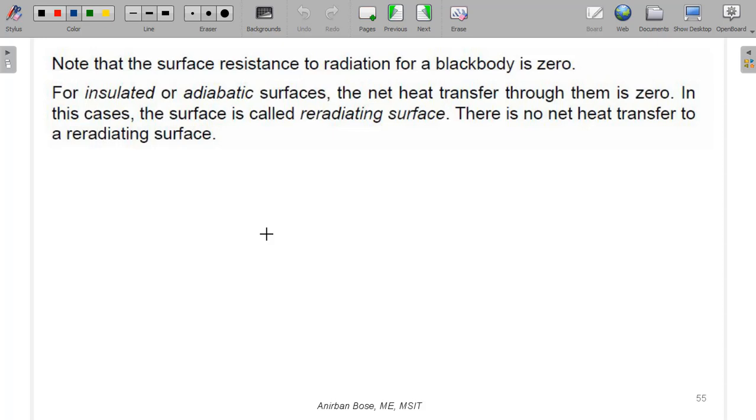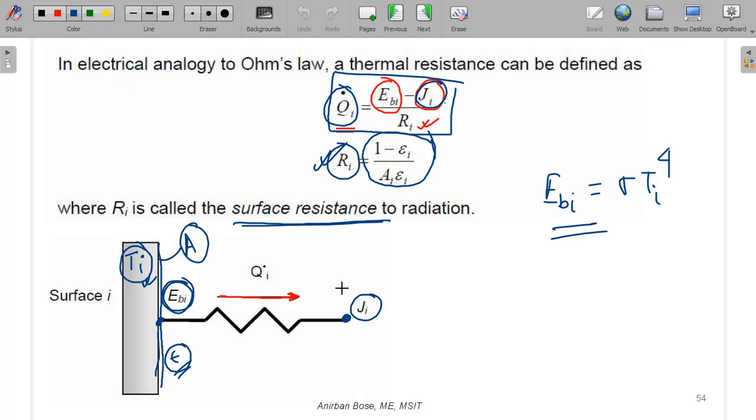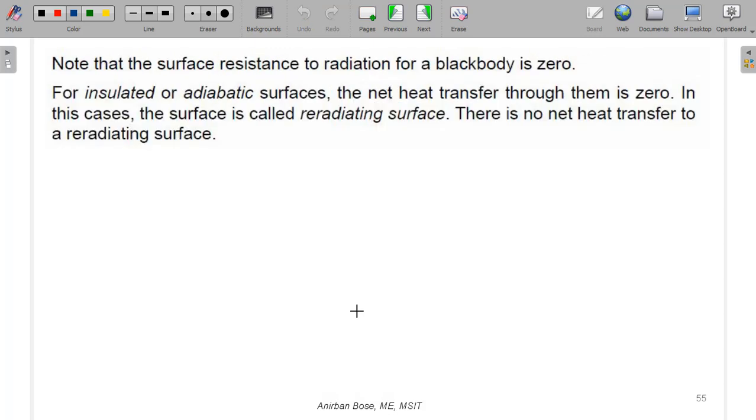So if it is a black surface, then this problem will not be there and the surface resistance will become 0. If it is a black surface, then epsilon i will become 1 and the resistance will become 0. So Ebi and Ji will be the same in that case. But if it is a non-black surface, remember it is the Ji that you have to consider.